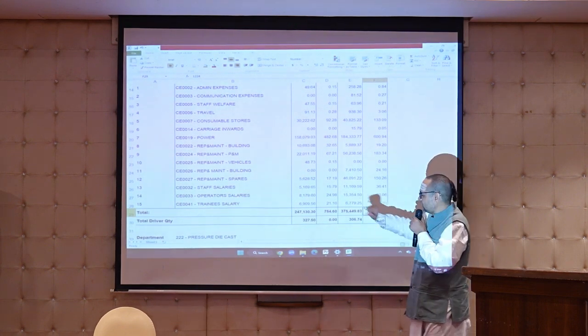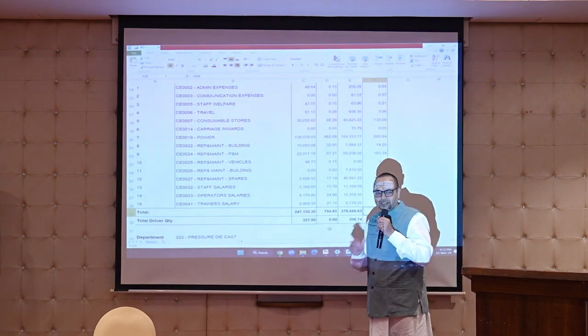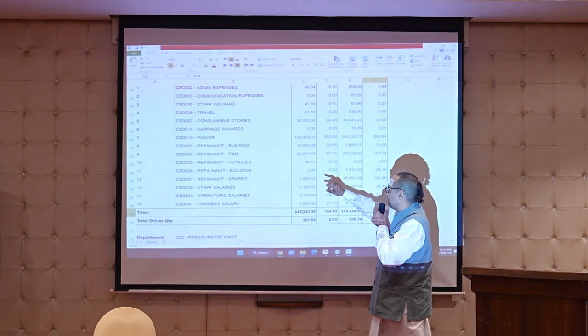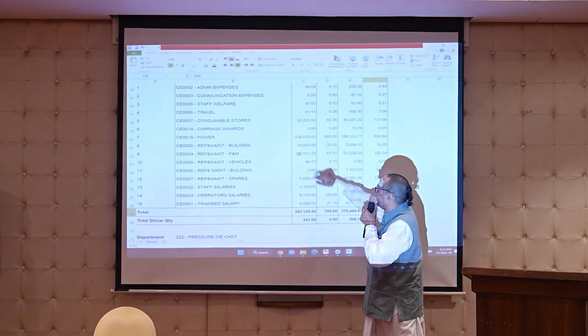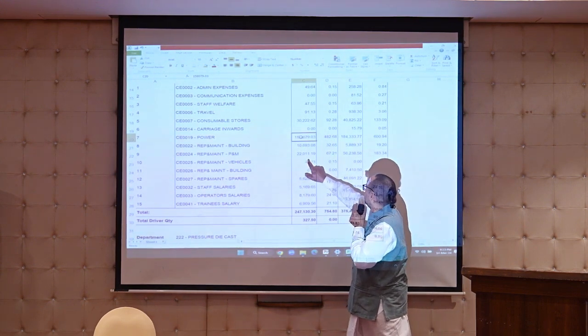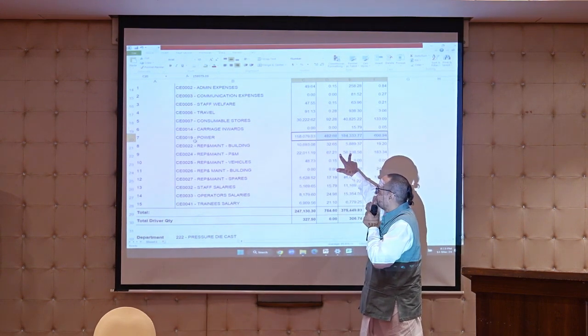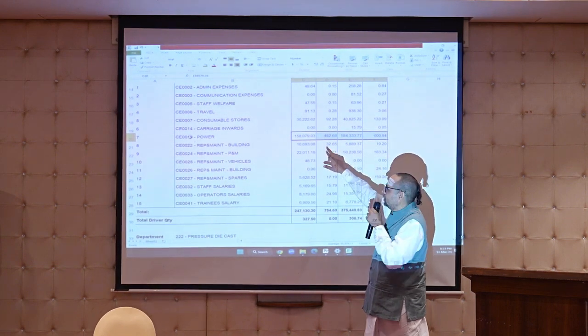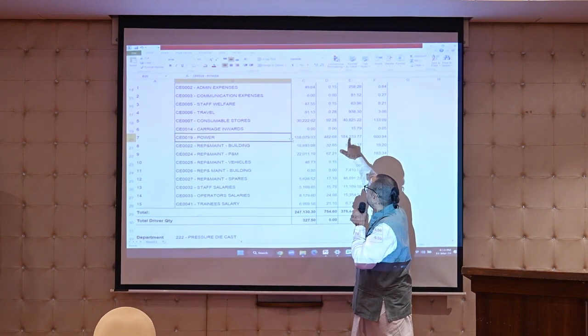Next, if you look at this, the next point, as a management day, what I would be looking at is where has the cost gone up? Typically you find in maintenance it has gone up. In power it has gone up significantly.